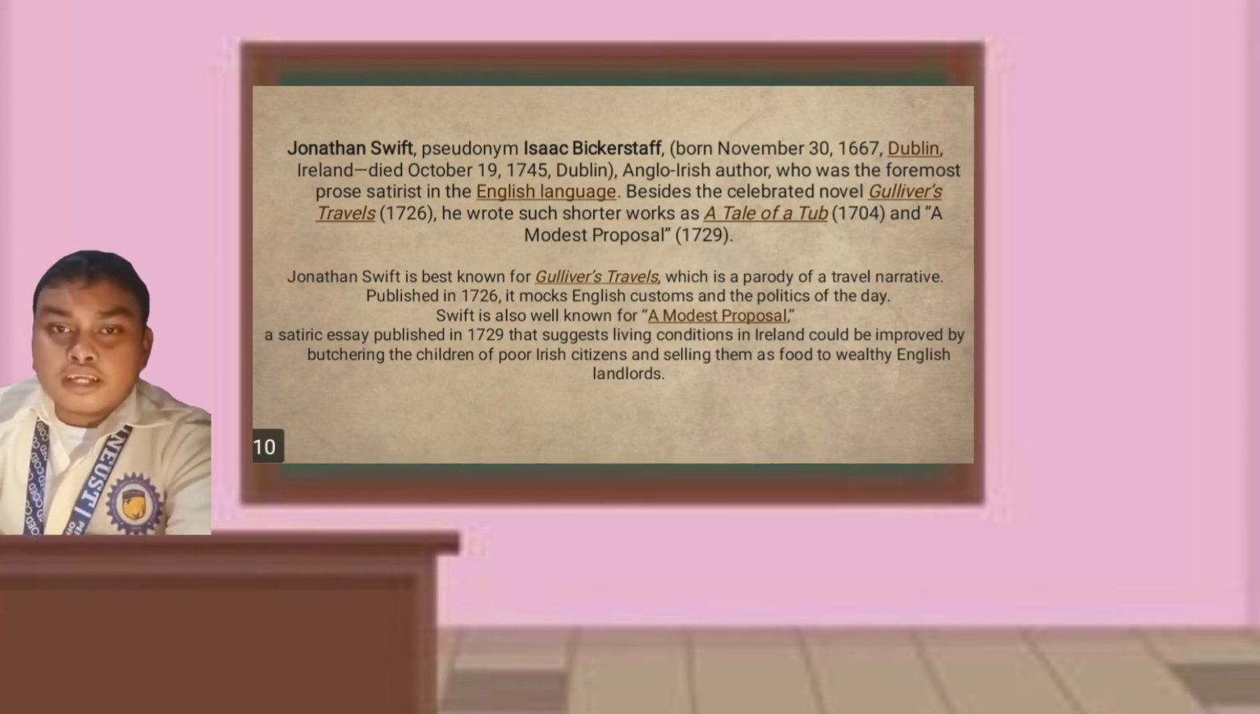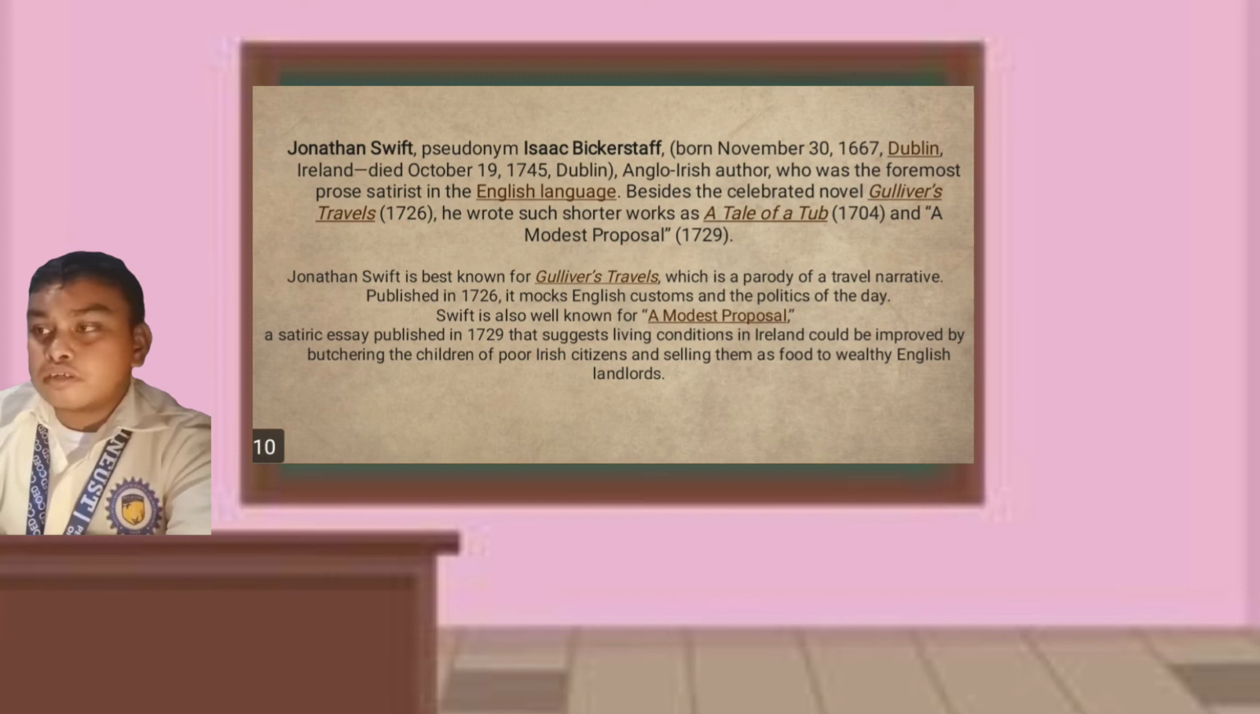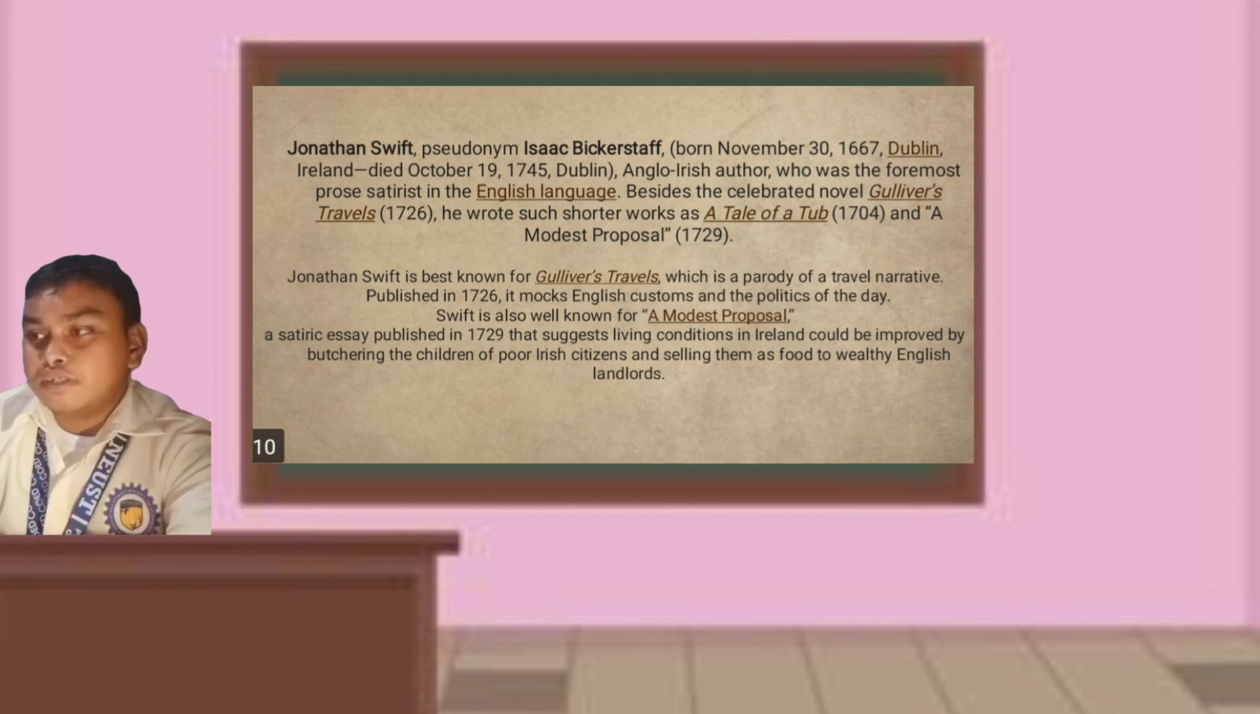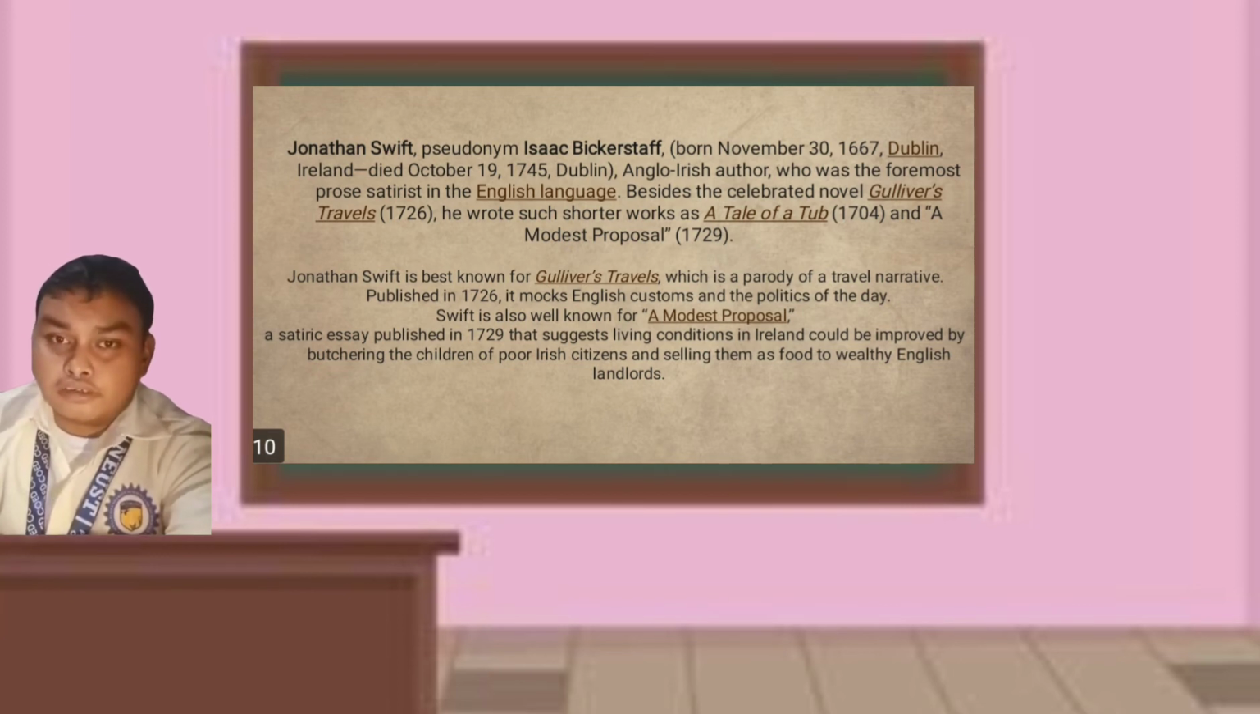Jonathan Swift is best known for Gulliver's Travels, which is a parody of a travel narrative published in 1726. It mocks English customs and the politics of the day. Swift is also well known for A Modest Proposal, a satiric essay published in 1729 that suggests living conditions in Ireland could be improved by butchering the children of poor Irish citizens and selling them as food to wealthy English landlords.